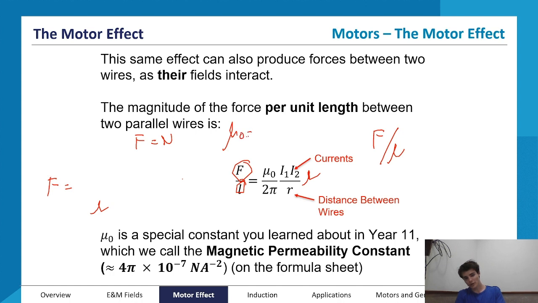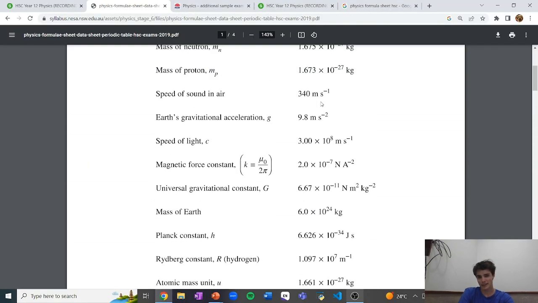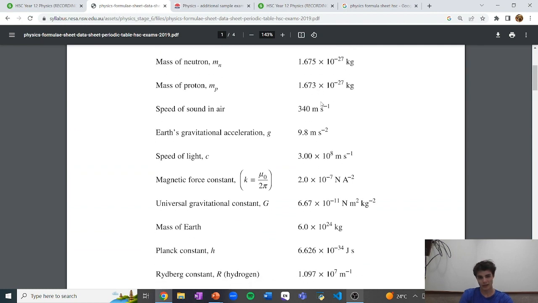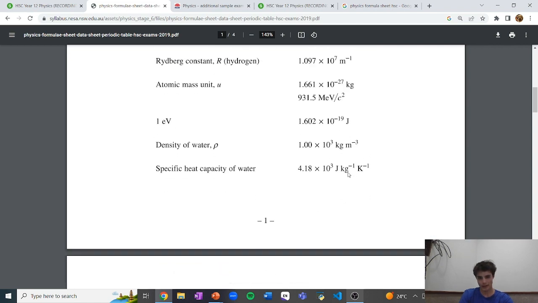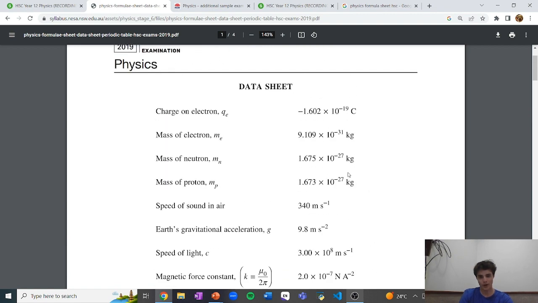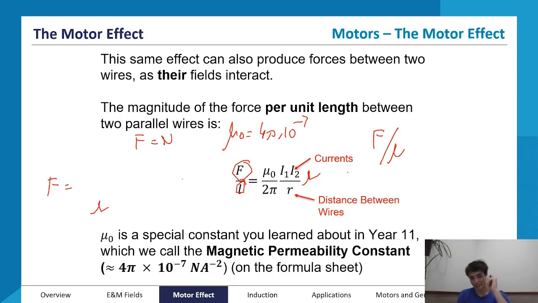Mu naught is what we call the magnetic permeability constant. It's equal to 4 pi times 10 to the negative 7. Don't worry about what it actually means. It's kind of like how easily magnetic field lines are able to propagate. You are given it on your normal formula sheet, just not this cooked version that I've managed to find. I'm so sorry about that, guys. It's equal to 4 pi times 10 to the negative 7.